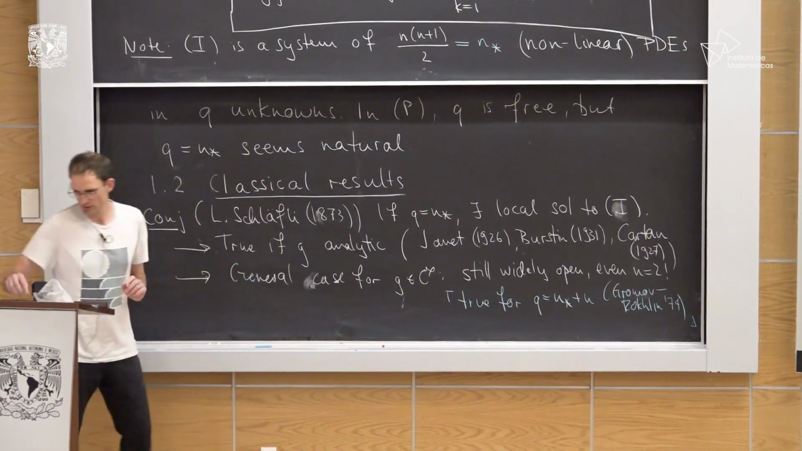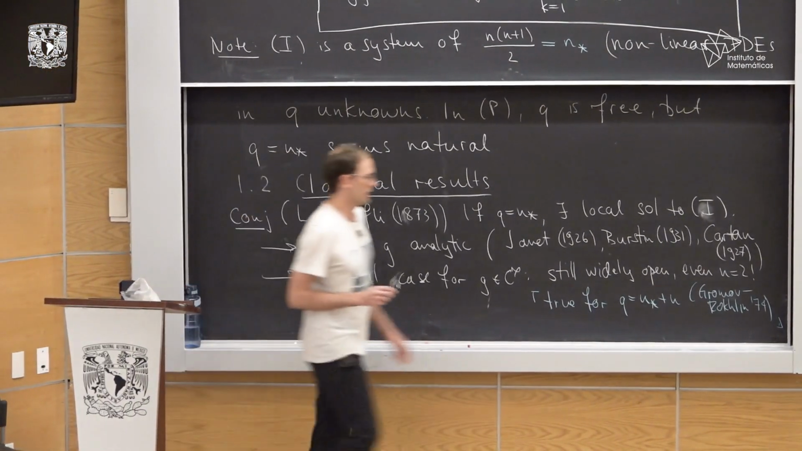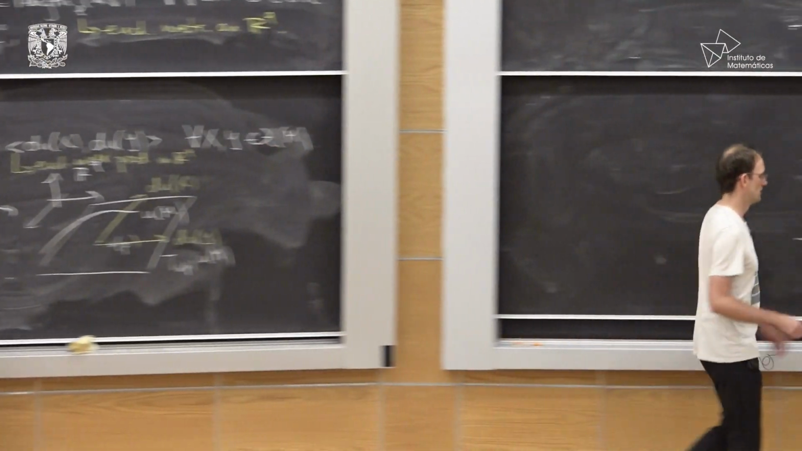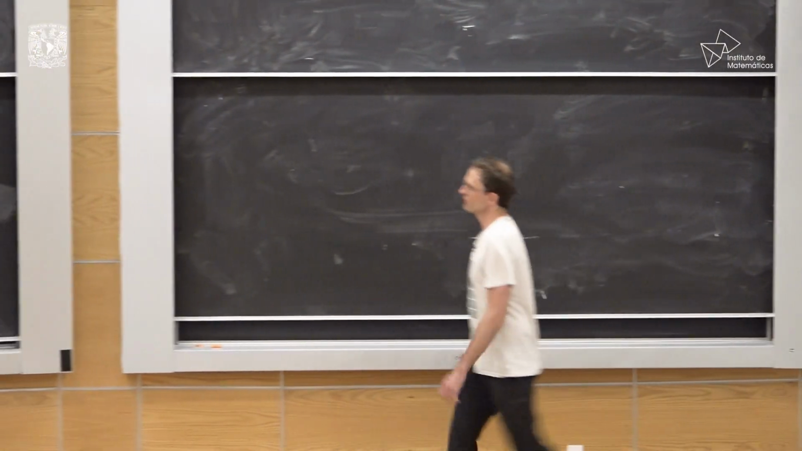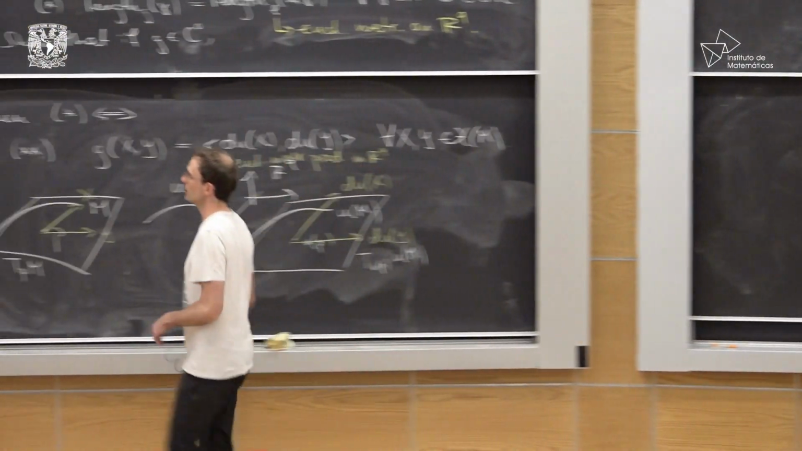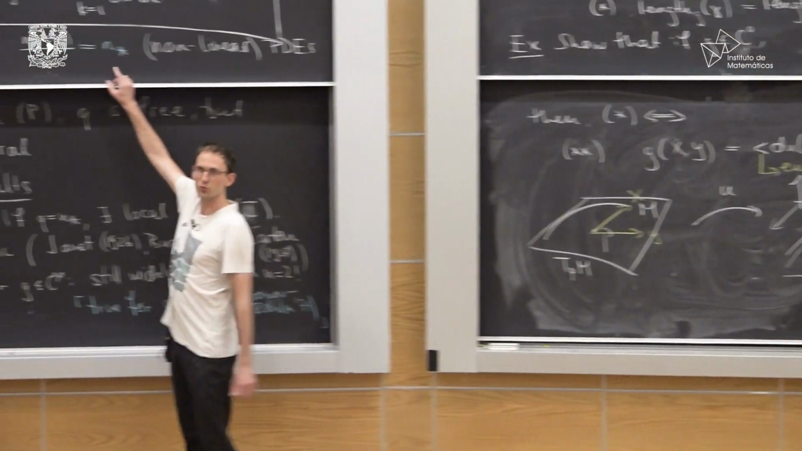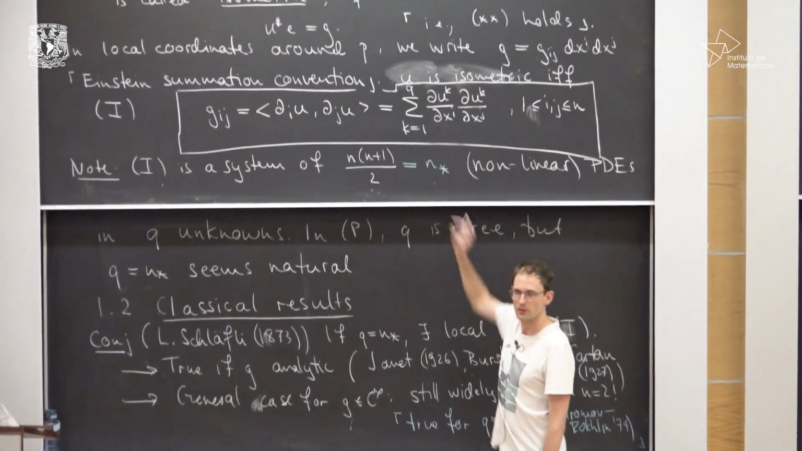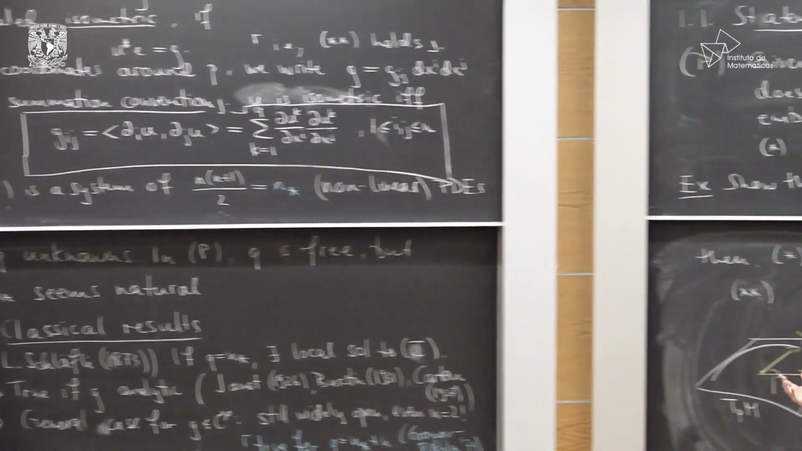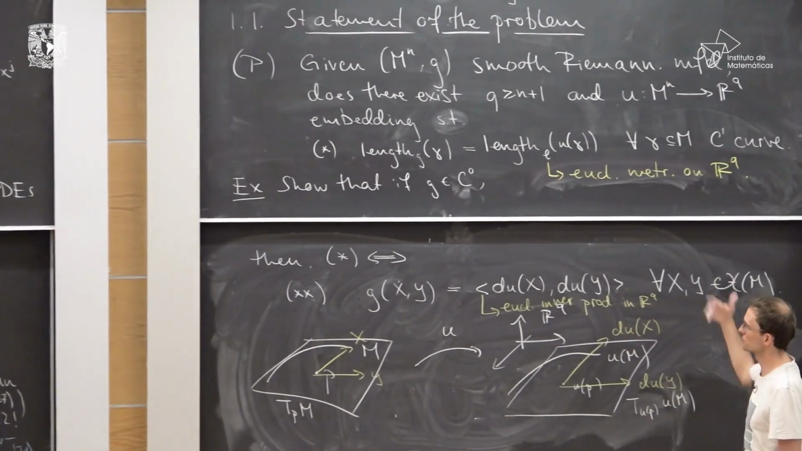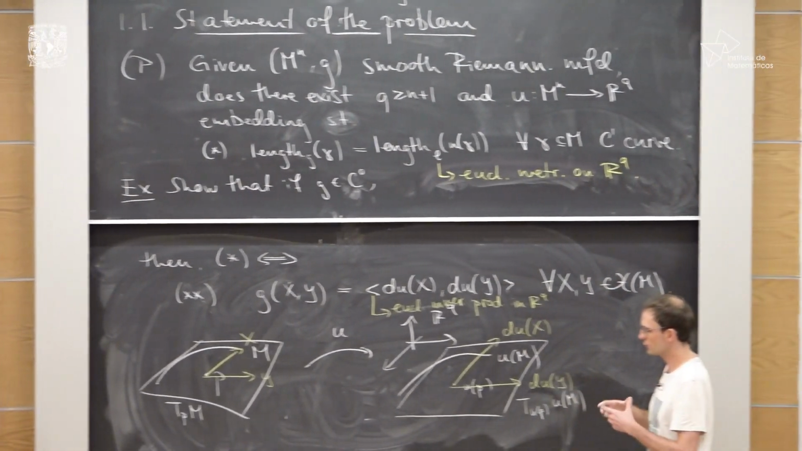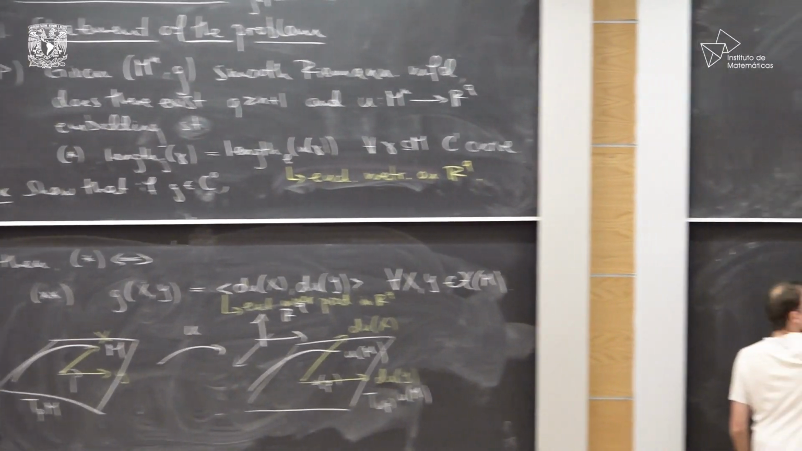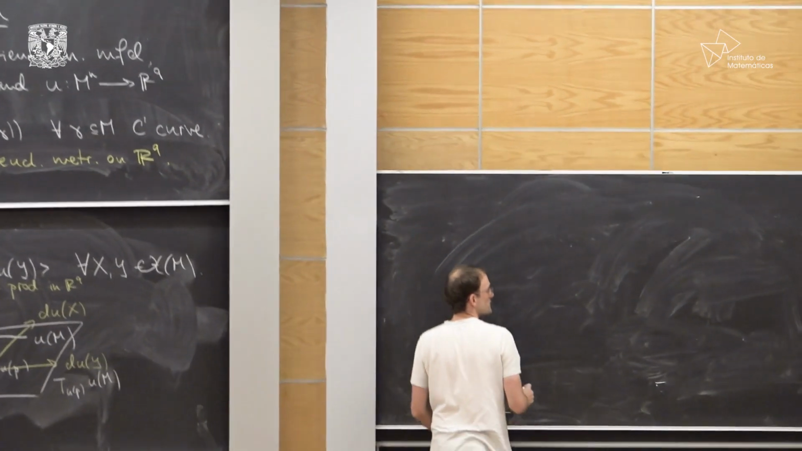Okay, so this is the first bad results. And now let me give you some more bad results. Notice that this natural dimension n star, if n is equal to 2, this is 3. So 2 times 3 divided by 2 is just 3. So in the two-dimensional case, the natural Euclidean space to embed two-dimensional manifolds is just R3. So more bad results.